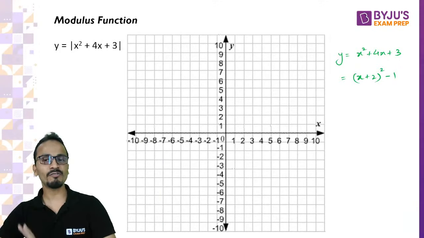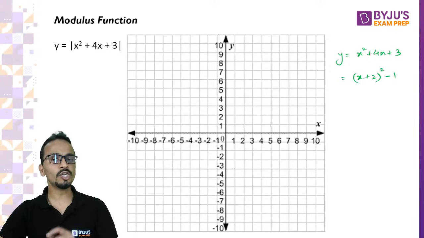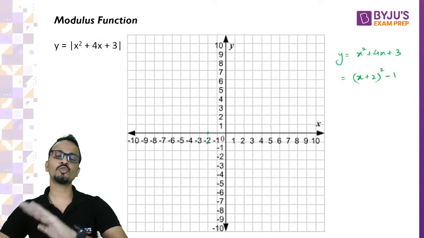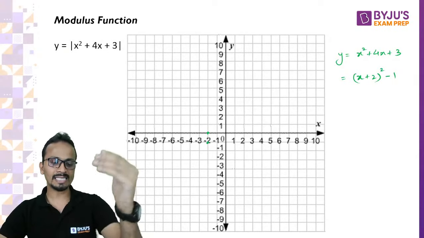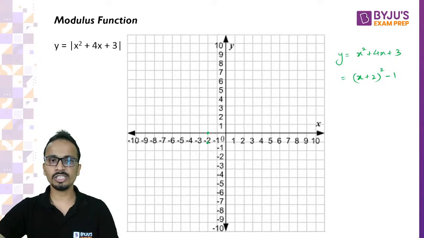So we started from this one, right? First of all, y equal to x square was shifted towards left, and then shifted downwards by 1 unit. So it was first shifted towards left by 2 units and then shifted downwards by 1 unit. The original graph of this function will be something like this.